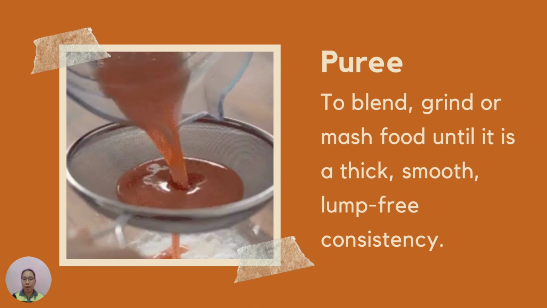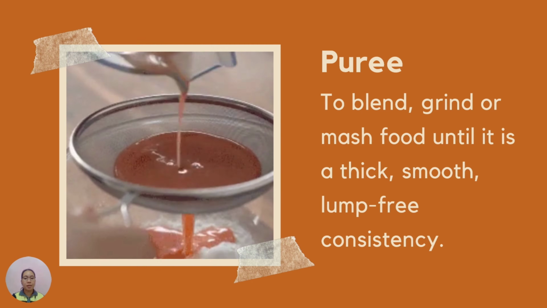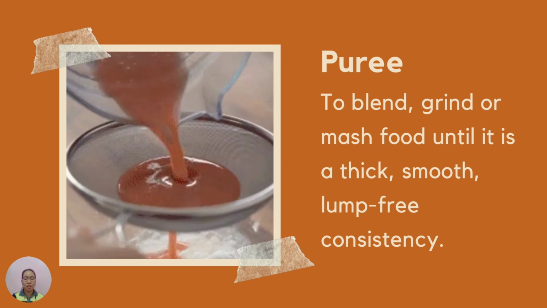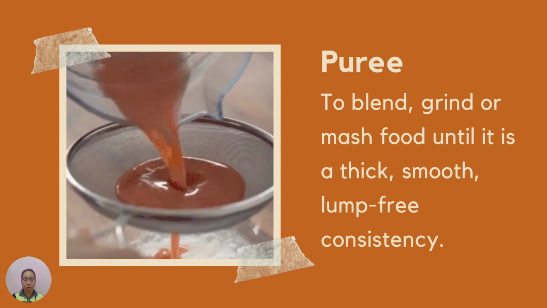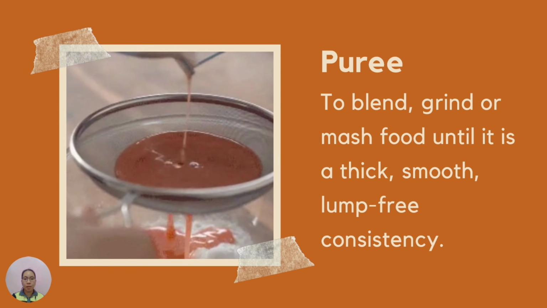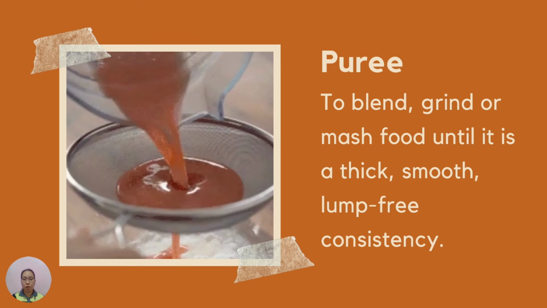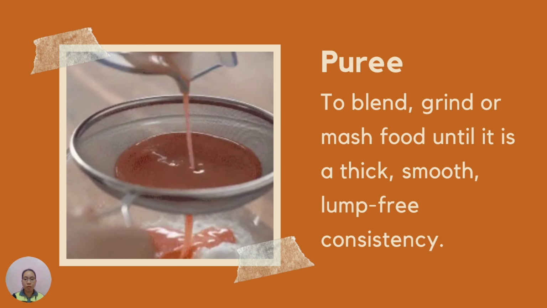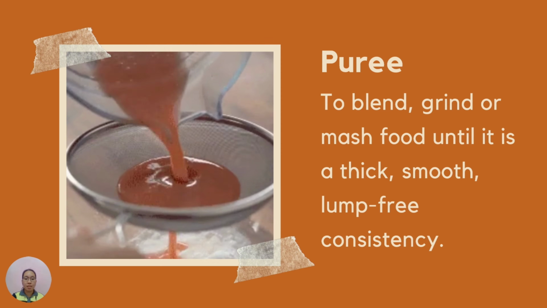We also have puree. This is to blend, grind, or mash food until it is a thick, smooth, lump-free consistency. It is a thick liquid suspension, usually made from cooked food, which is finely ground. Pureeing can be done in a blender. You can also use a food processor or food mill.